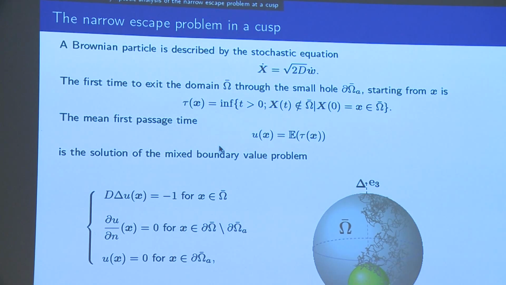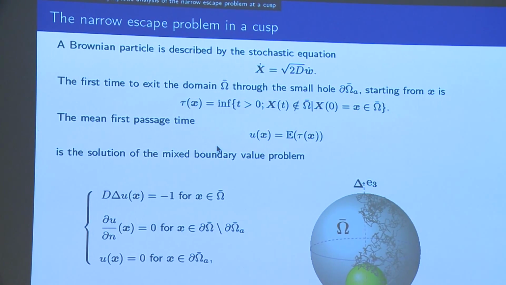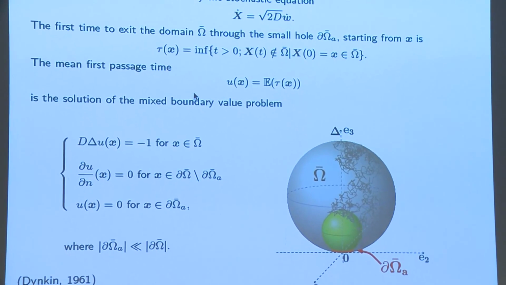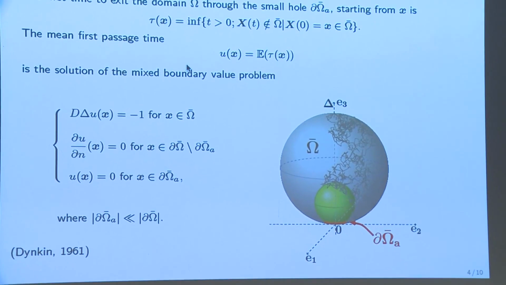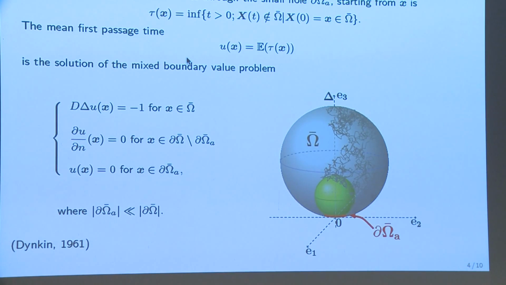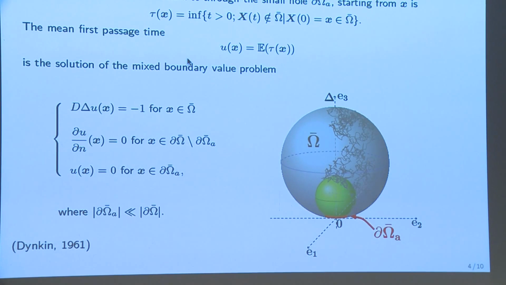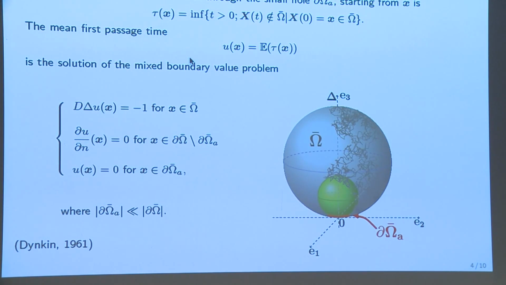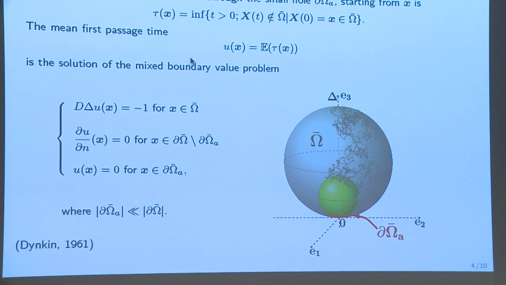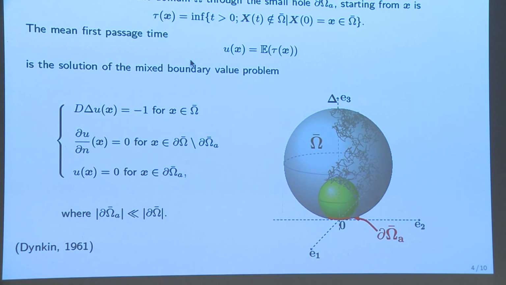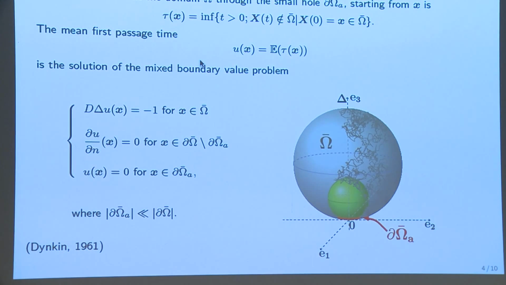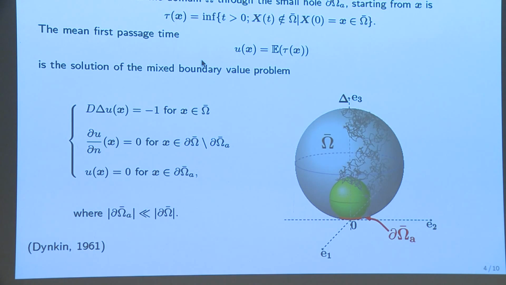And the first time to exit the domain, here omega bar, which represents the domain we're interested in, through the small hole in red, the cylinder in red in this picture, is given by this. So the first time the particle finds the hole. Okay, the particle is reflected everywhere on the border of the domain, except at the red cylinder where it's absorbed. So we are interested in the mean first passage time to this cylinder, which is u of x.